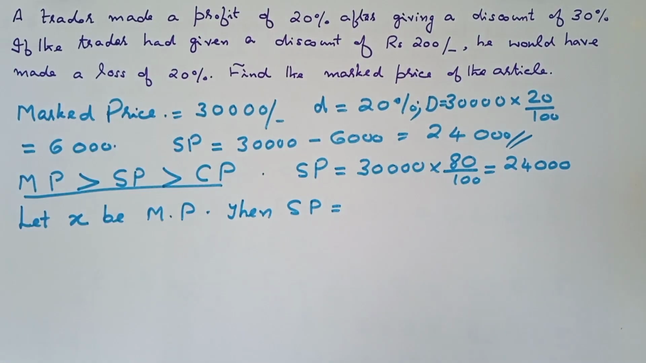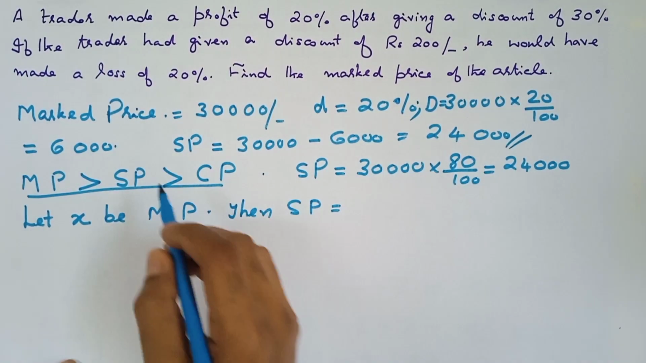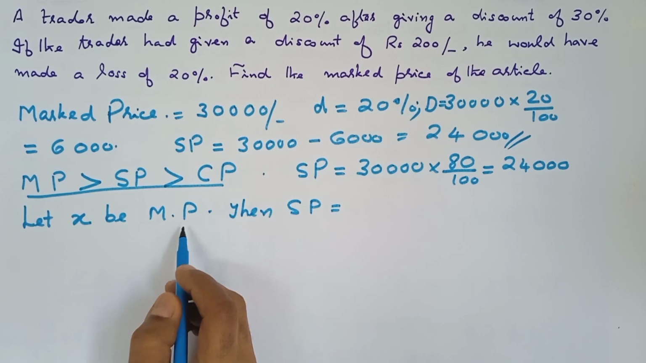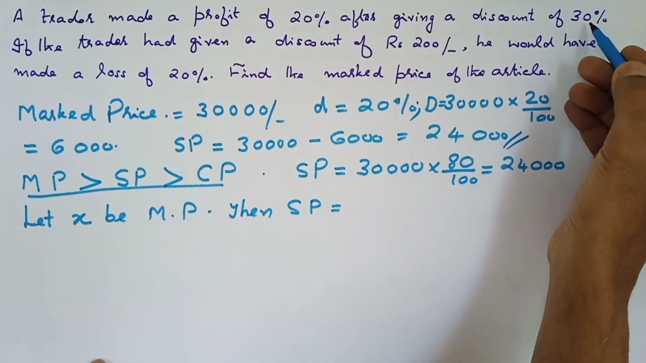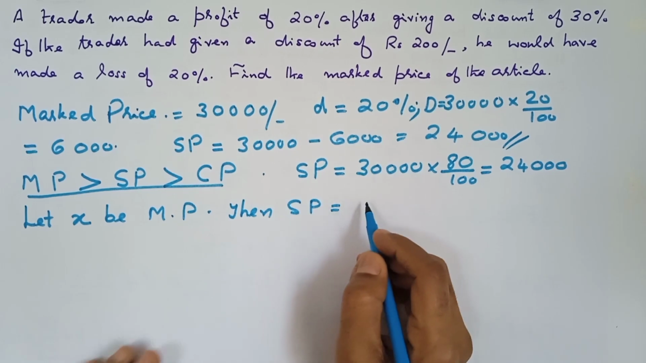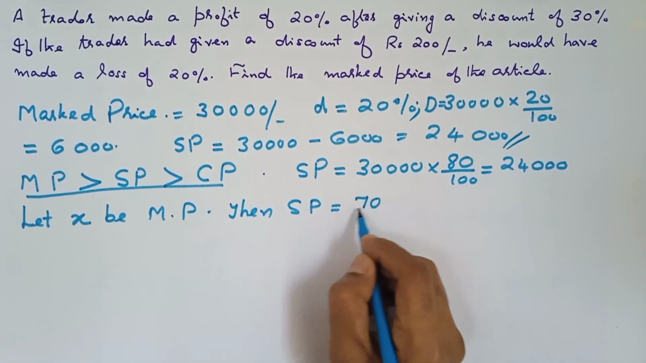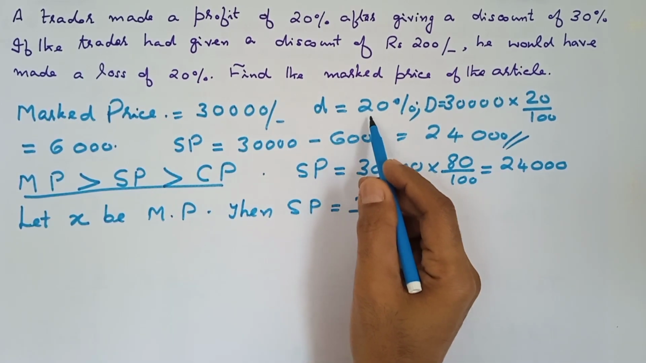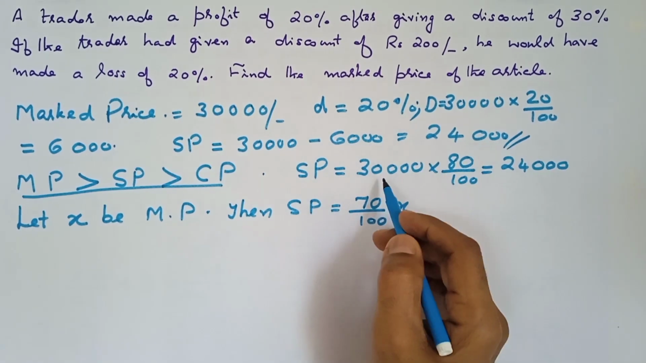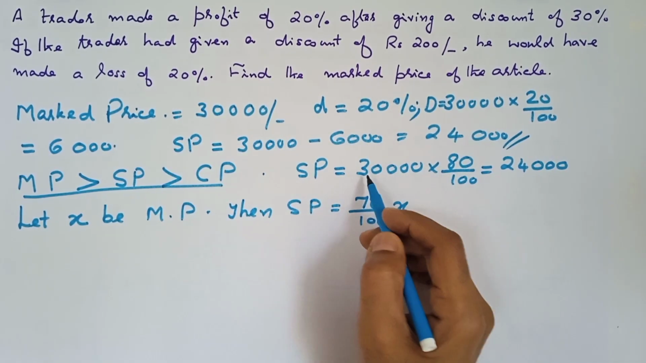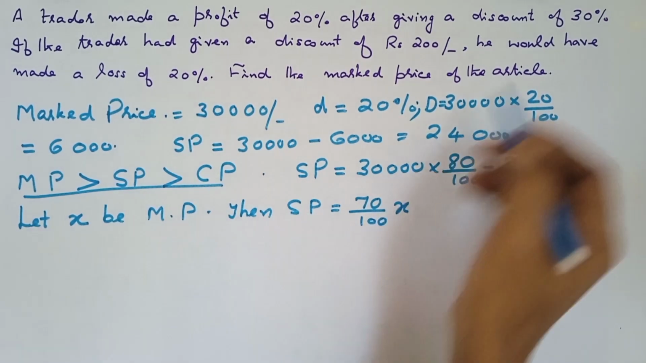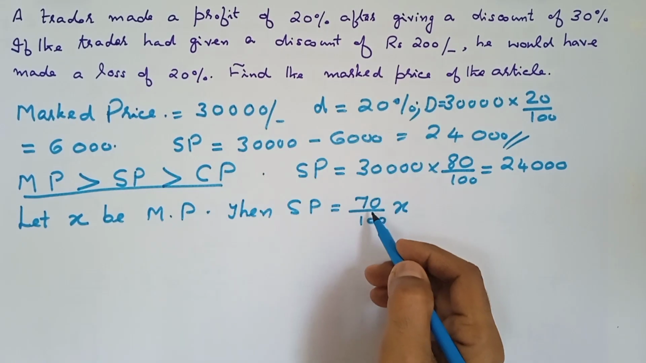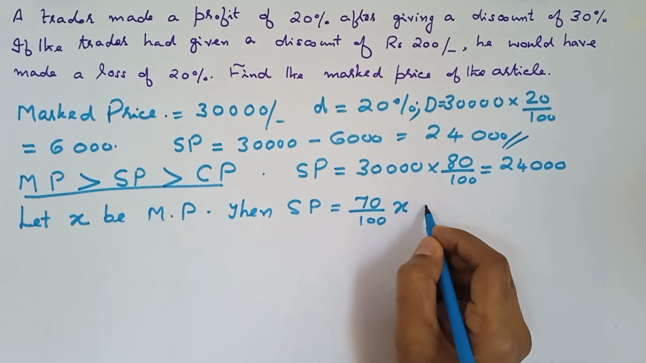Now come to the problem given here. We are asked to find out the marked price. Let X be the marked price of the product. And how much is the discount given? 30%. So what will be the selling price? See, that will be 70% of X. Like we saw here, with a 20% discount, to directly find out selling price, you take 80% of the marked price. In this case, discount is 30%. So to get the selling price, you take 70% of the marked price. That will be the selling price.